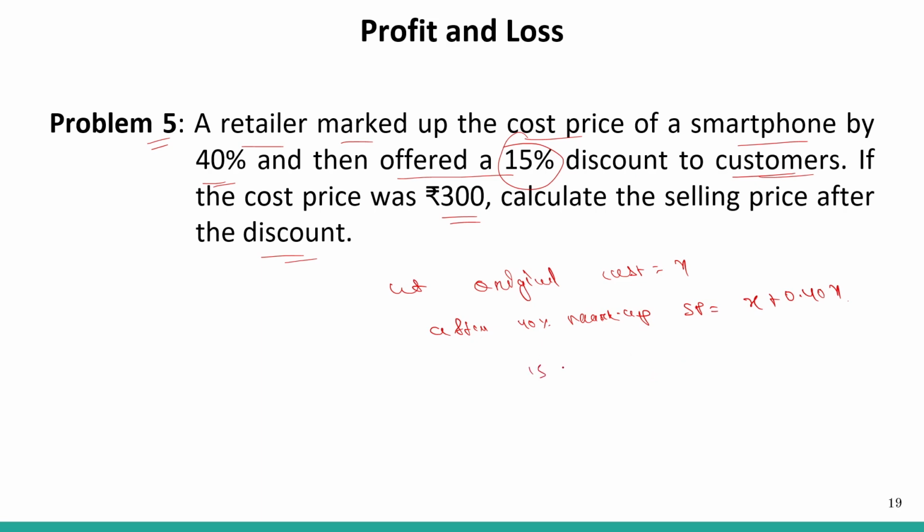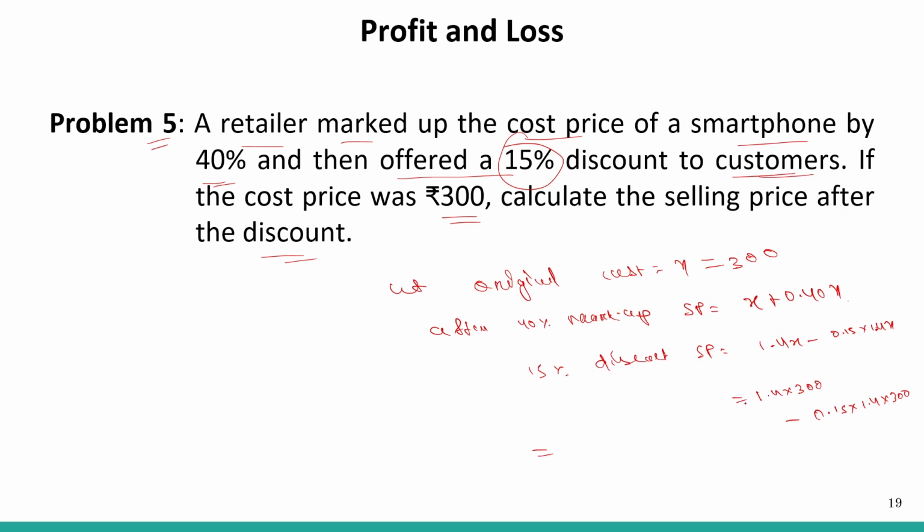So after 15% discount, SP is equal to 1.4 X minus 0.15 into 1.4 X. So this will be the final selling price after 15% discount over that markup price. So if the cost price was 300, then calculate the selling price. So given to us that cost price is actually 300. So this is equal to 1.4 into 300 whole minus 0.15 into 1.4 into 300.